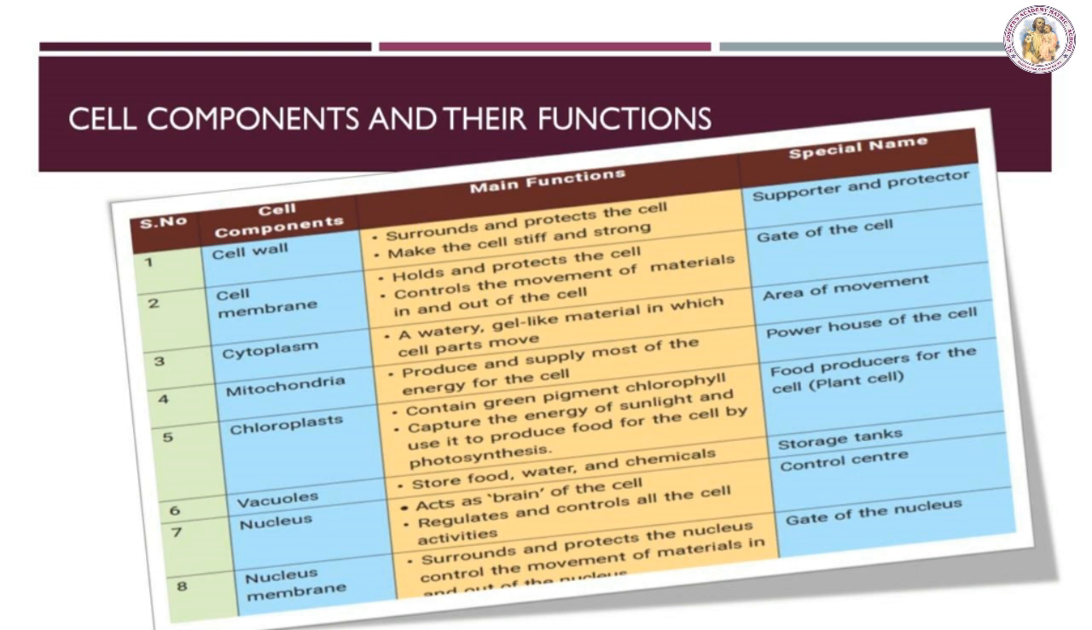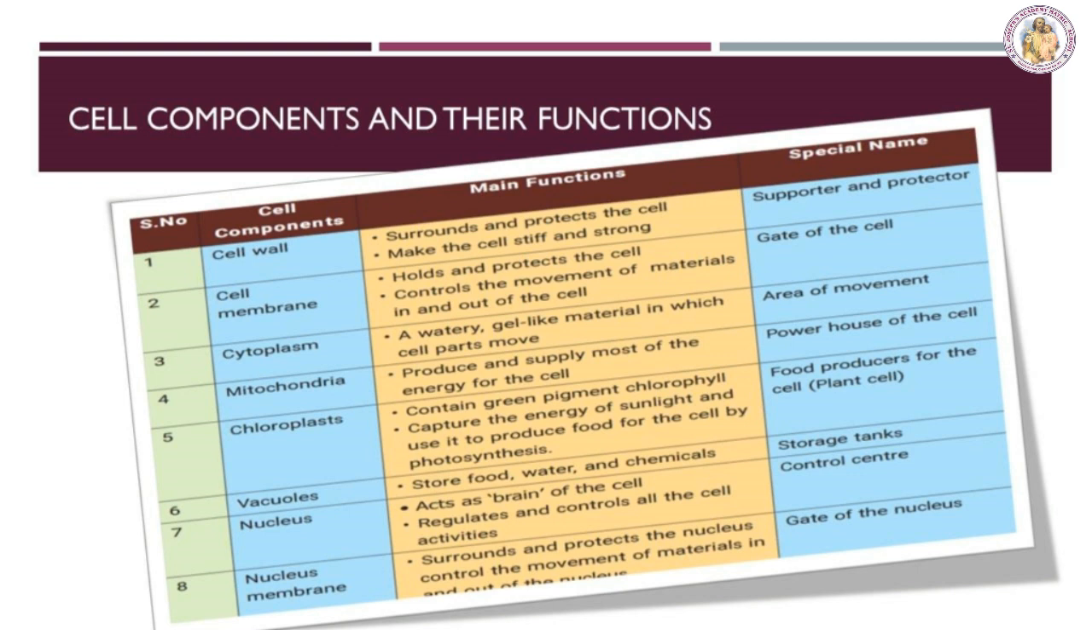Next, cytoplasm. A watery gel-like material in which cell parts move. So it is called area of movement. Next, mitochondria. It produces and supplies most of the energy of the cell. So it's called powerhouse of the cell. Next, chloroplast. The functions are: contains green pigment chlorophyll, captures the energy of sunlight and uses it to produce food for the cell by photosynthesis. So it is called food producers for the cell, only for plant cell.